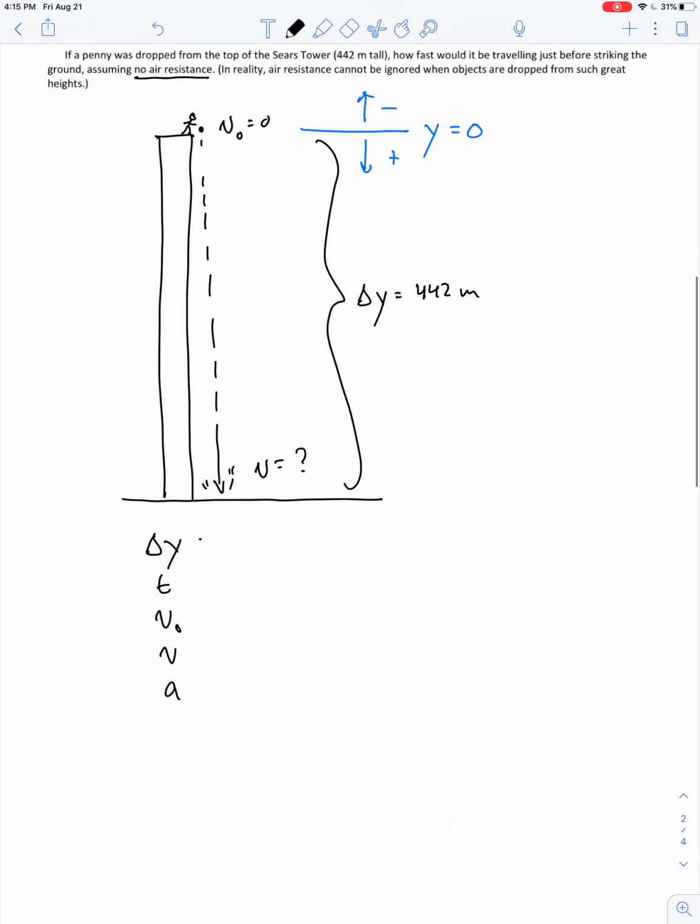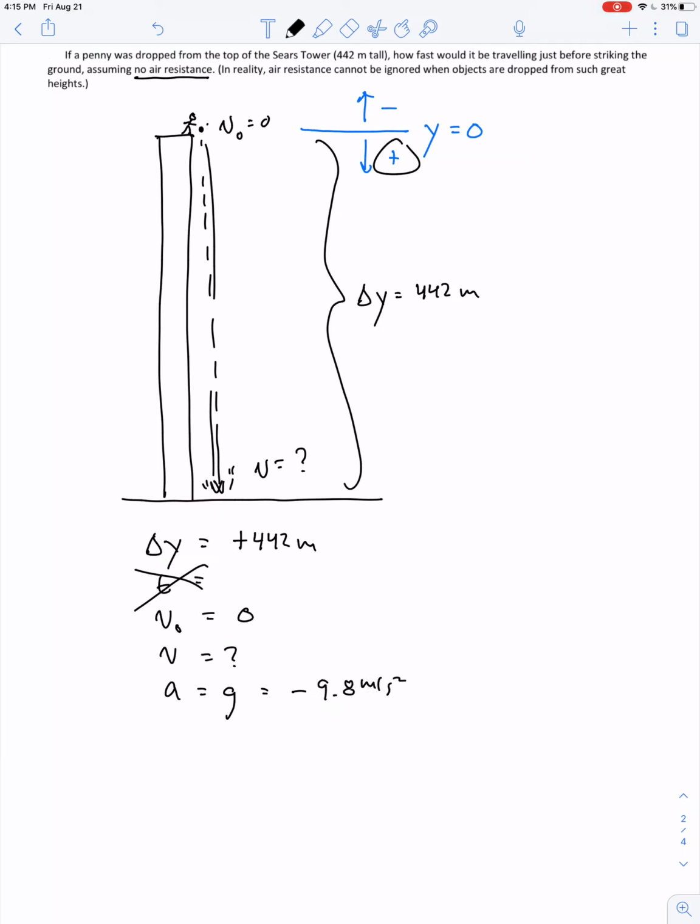So let's see, delta y is, since the object is displacing in the downward direction, and downward means positive for me, then delta y is positive 442 meters. The time was not given or asked for. Since it was dropped, the initial velocity is 0. The final velocity is the question, and the acceleration is acceleration due to gravity, which is negative 9.8 meters per second squared, right? Well, sometimes, but not in this case.